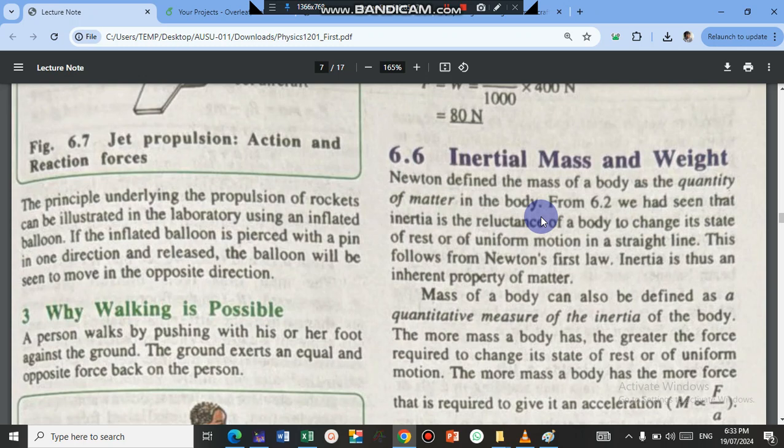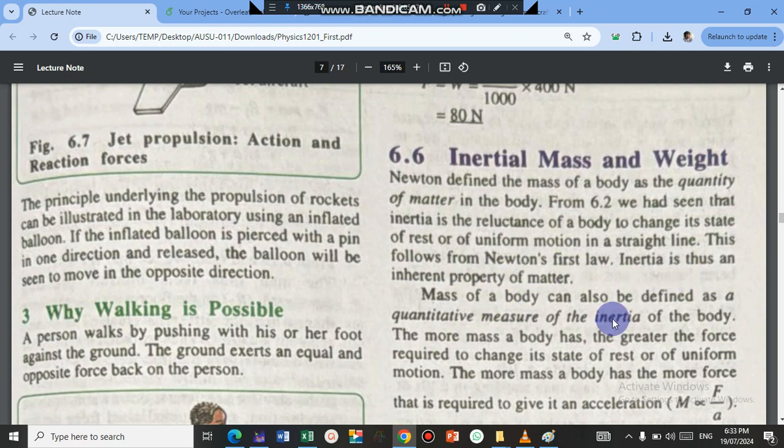Measure of mass. From section 6.2, we had seen that inertia is the reluctance of a body to change its state of rest or of uniform motion in a straight line. This follows from Newton's first law. Inertia is thus an inherent property of matter.